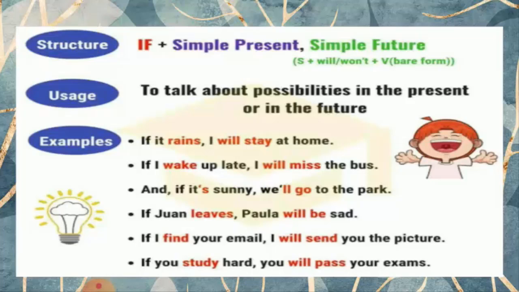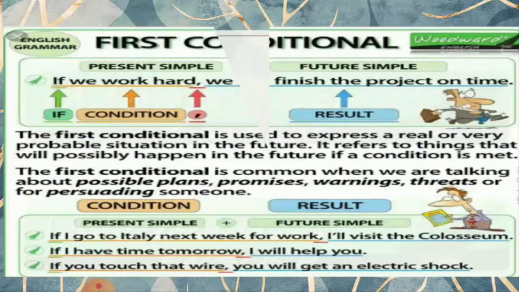Examples. If it rains, I'll stay at home. If I wake up late, I will miss the bus. If it is sunny, we'll go to the park. If Joanne leaves, Bola will be sad. If I find your email, I will send you the picture. If you study hard, you will pass your exam. Okay, so this is the first conditional if.